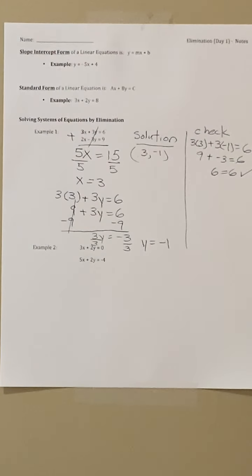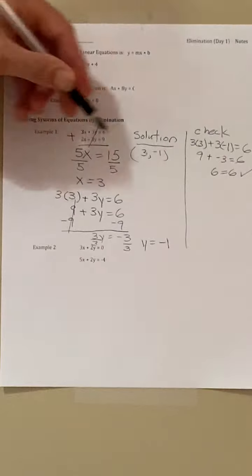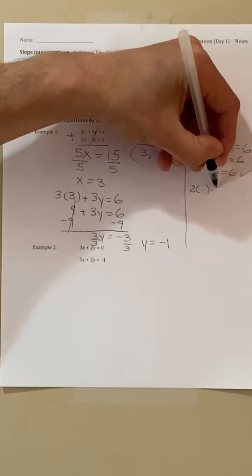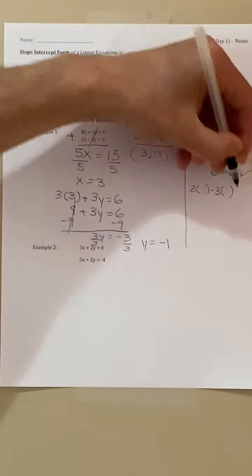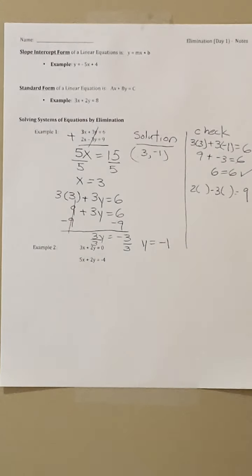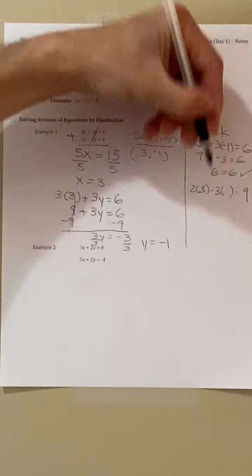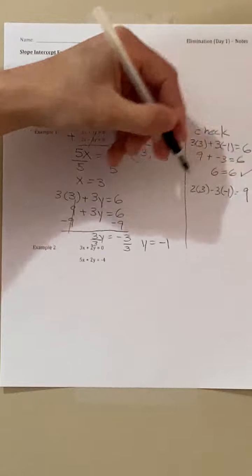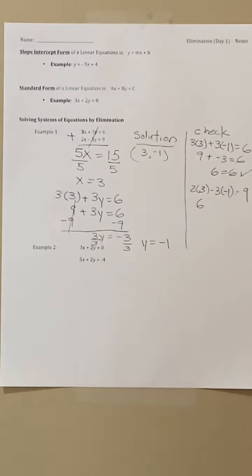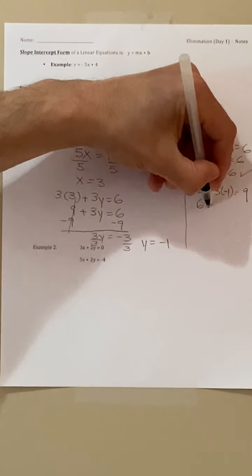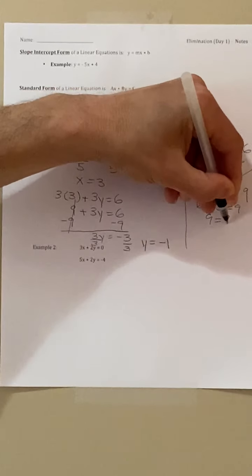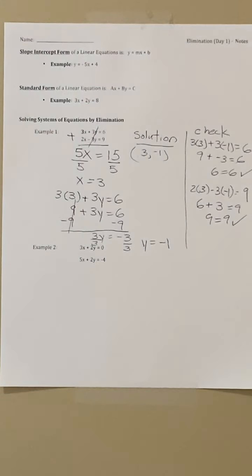Let's look at our second equation. 2x, put a blank for x, minus 3y equals 9. And we're going to plug in our values for x and y. X is 3, y is negative 1. 6, and minus negative 3 is going to end up being a plus 3 equals 9. Okay, so I have checked that.